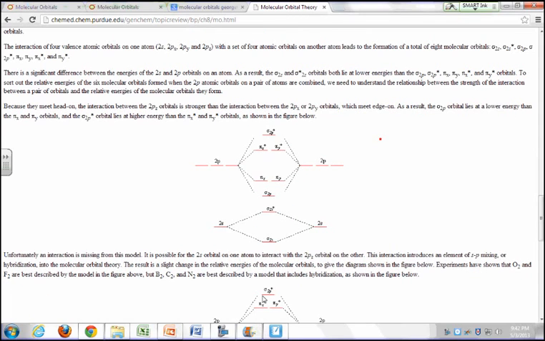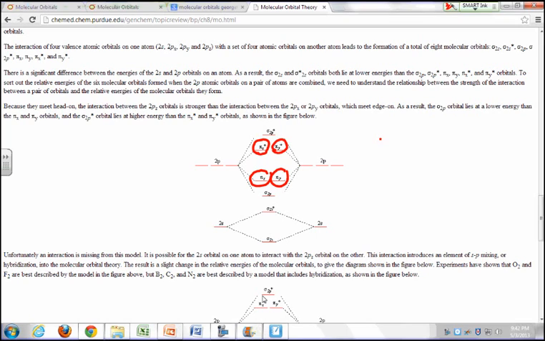Now, pi orbitals generally come as a pair, because you can construct a pi orbital using px orbitals and another pi orbital using py orbitals, and those will have the same energy. Same thing with pi star orbitals.